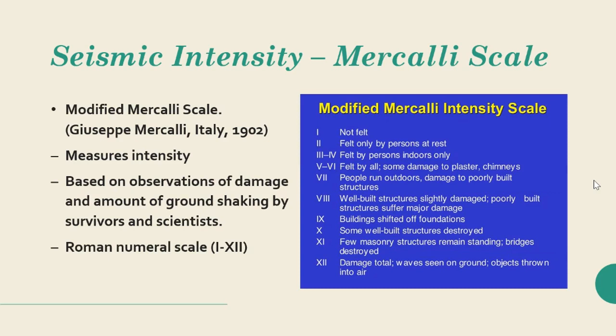What they do is scientists will survey the damage done by the earthquake and also ask what people felt and assign it a Mercalli rating. For example, a 1 on the Mercalli scale is not felt by anyone. A 5 on the Mercalli scale would be felt by all, some minor damages. A 10 on the Mercalli scale is well-built structures being destroyed. And a 12 would be waves seen moving on the ground and objects being thrown up into the air with total damage.